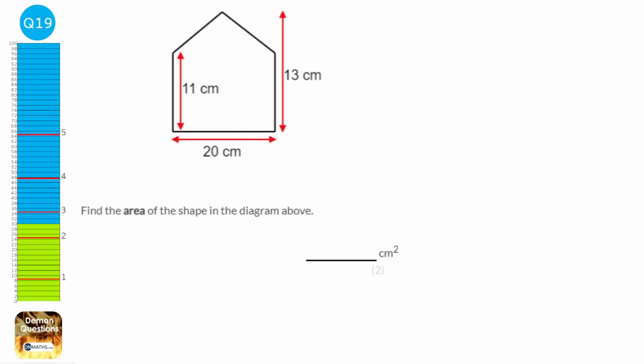To answer this question, we need to cut this shape into two shapes. So we're going to draw a line across here, and we're going to cut it into a rectangle and a triangle.